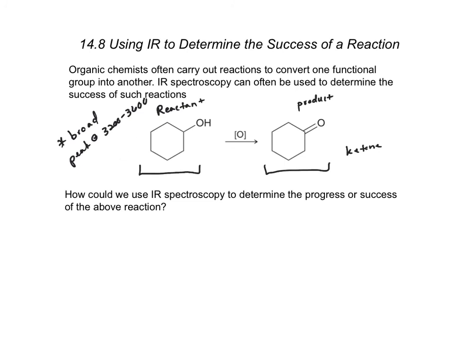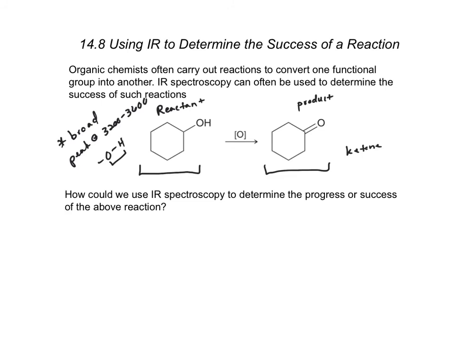So we can take a spectrum of our reactant. We can do the reaction, work it up, purify it, and take a spectrum of the product. What's going to happen comparatively in the product if we looked at it via IR spectroscopy? Specifically, in the reactant, we had that broad peak. Is that broad peak at 3200 to 3600 going to be present in the IR spectrum of our product if our reaction was successful? Apparently not.